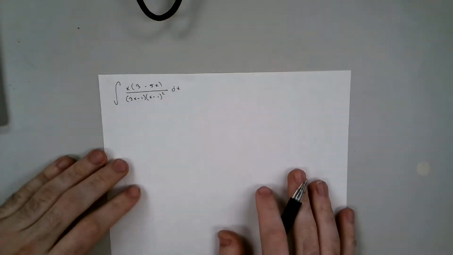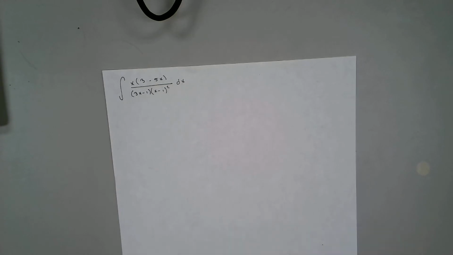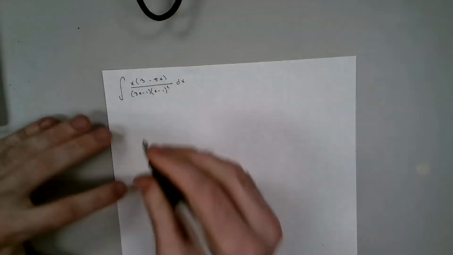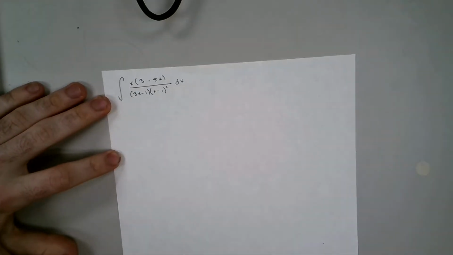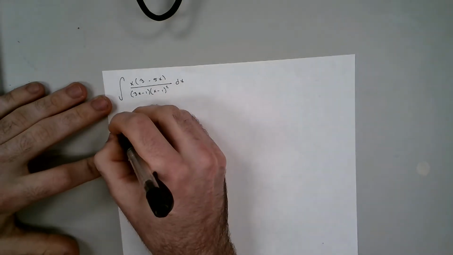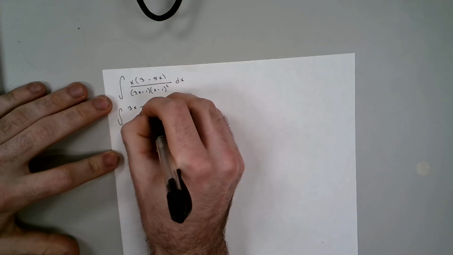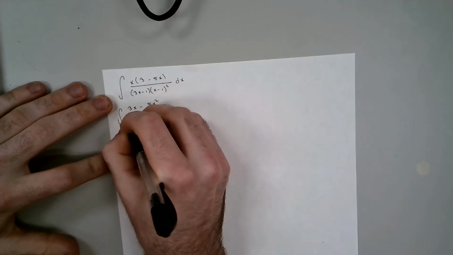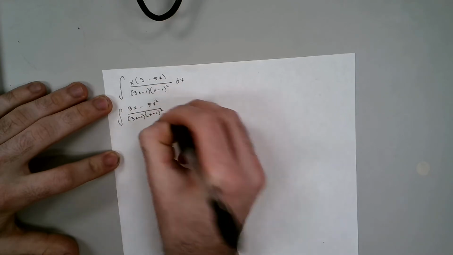Alright, so today we're going to continue having fun with partial fractions. This one is not as fun though, so let's just dive into it. Here we kind of had factored on top. I don't really like to deal with equations like that, so I'm going to distribute the x. We're going to get 3x minus 5x squared, and then we're going to have (3x minus 1)(x minus 1) squared.